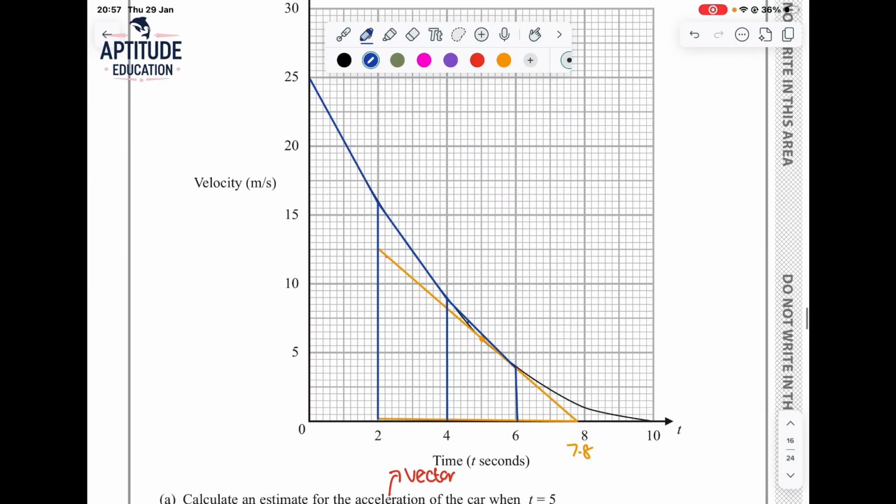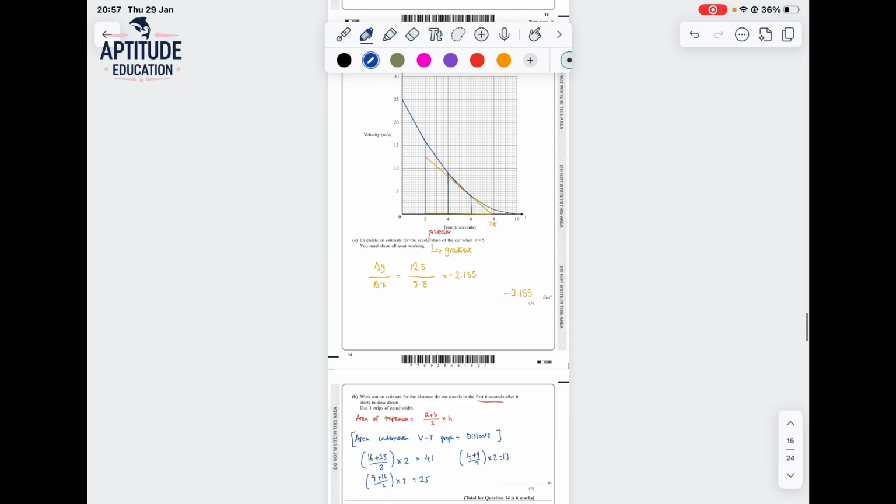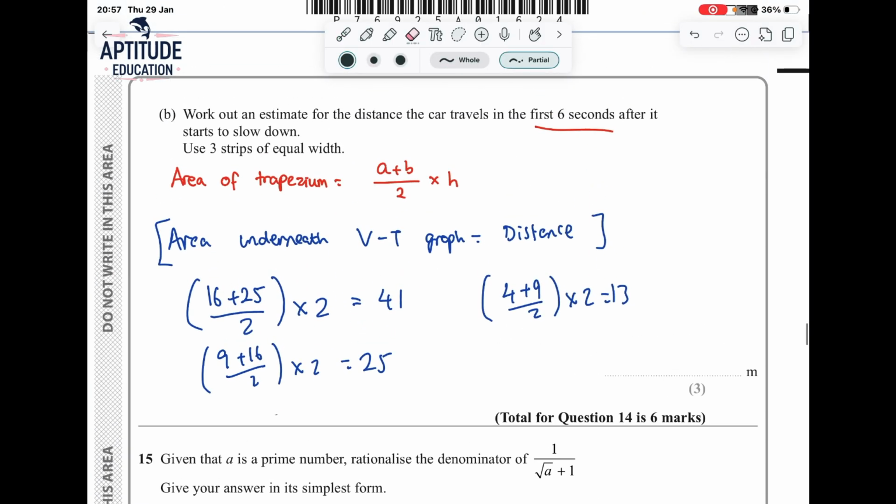So we can see, sorry, zooming out quite a lot. We have 16 plus 25, so that's our a and that's our b, over 2, because that's the formula, times the height, which is this part. So these are your 3 strips, and we want to work out the estimate of the distance for the first 6 seconds. So with the 3 strips, we should add them all together. If we add 41 plus 25 plus 13, we get 79 meters. So this is how you will find the distance for the first 6 seconds. Hope this helps, and I'll see you again later.